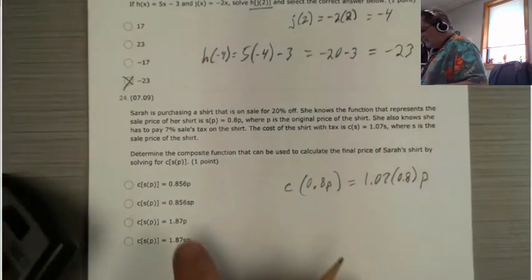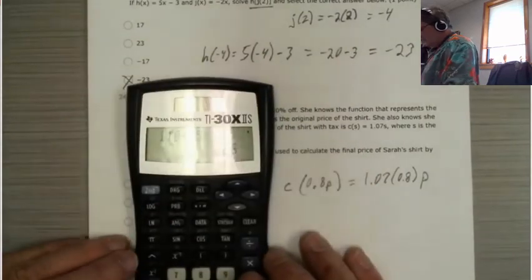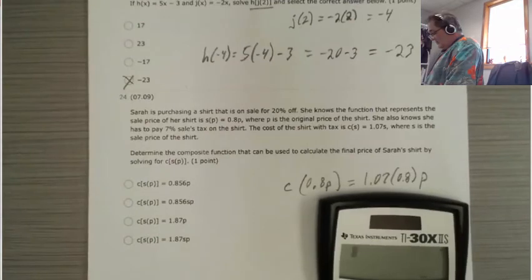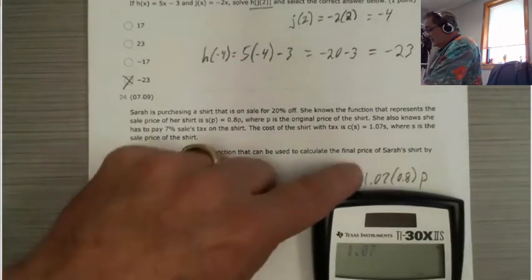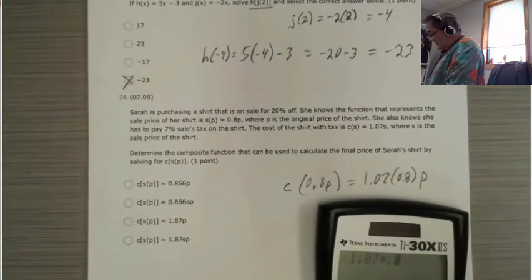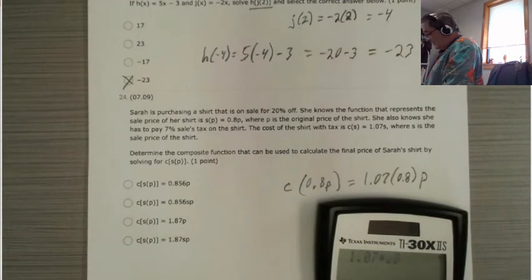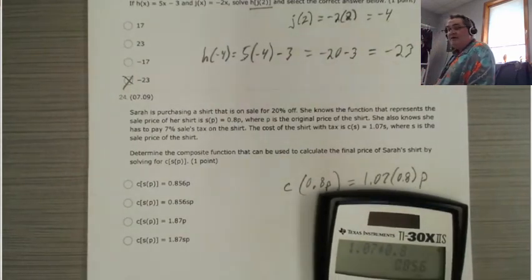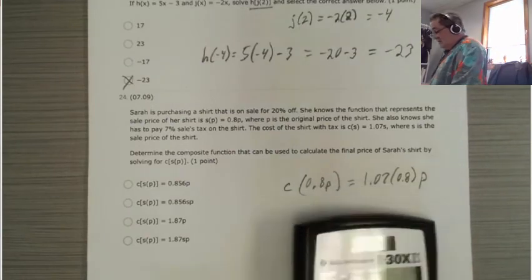And then that's where we take our calculator and multiply 1.07 times 0.8. Or you can put the 0.8 in first if you want to put it that way. It'll work either way. And that is 0.856.